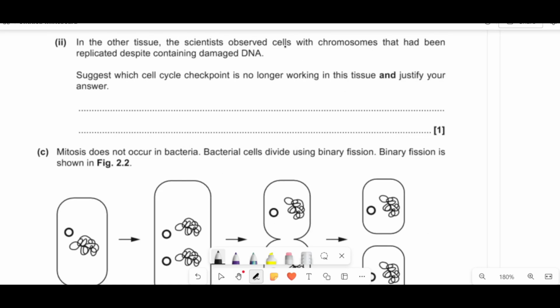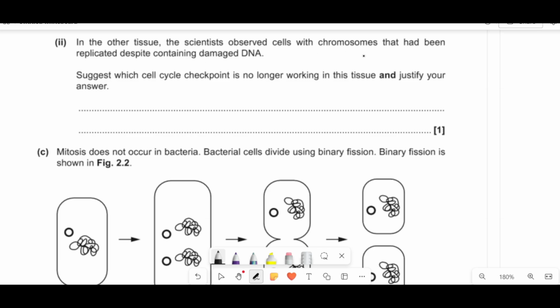In the other tissue, the scientist observed cells and chromosomes that had replicated despite containing damaged DNA. Which cell cycle checkpoint is no longer working? And justify your answer. So here it's told you these tissues are replicated, but they still have damaged DNA, right? So if we think about it, the DNA has been replicated, number one, right? So it must have been that the damage was present beforehand, because if it was damage that was due to the replication not working, then you would have a G2 checkpoint problem.